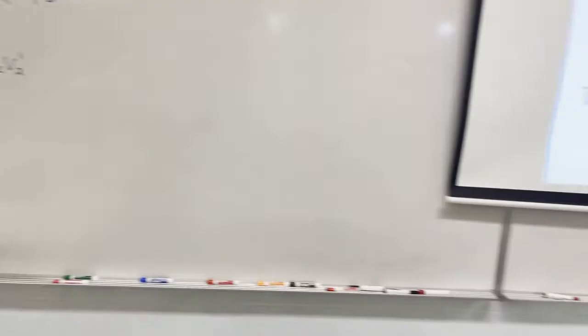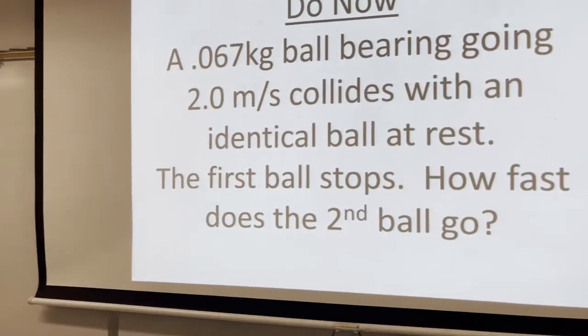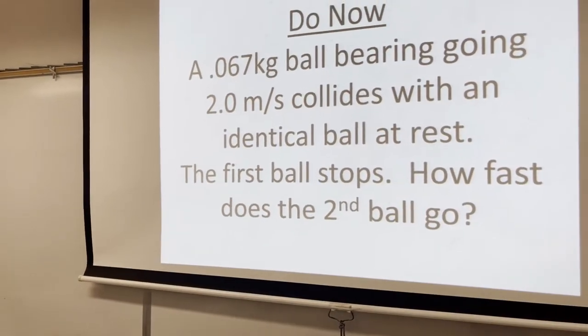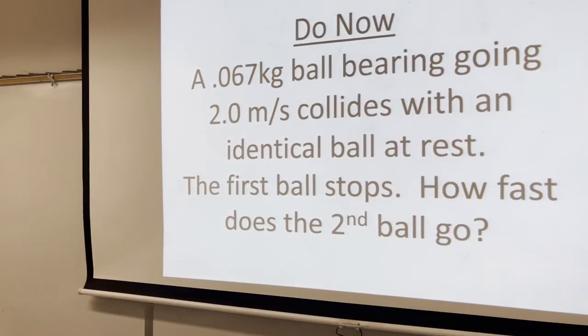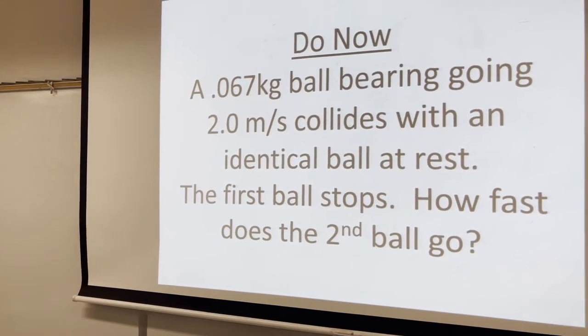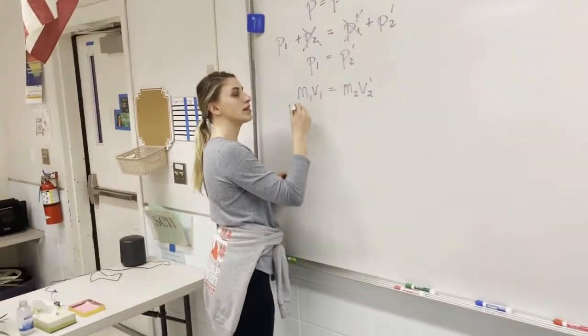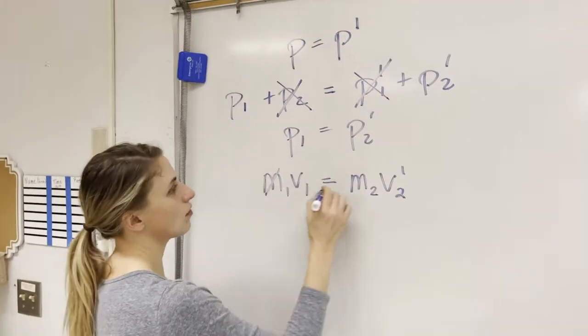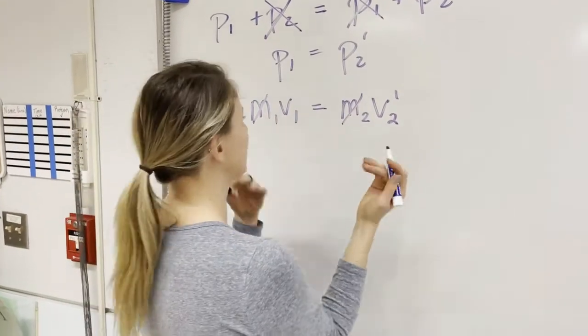afterwards. Okay, so what are we trying to find here? We want to find how fast the second ball goes, but there's something that makes this much easier. What is it about the two balls? They have the same mass, don't they? So if they're the same on both sides, what can you do? We can cancel them. You could just divide by the same number, but it gets the same answer. Just cancel them.